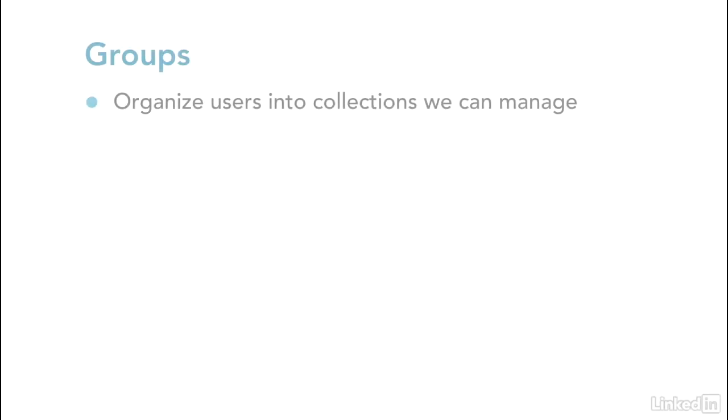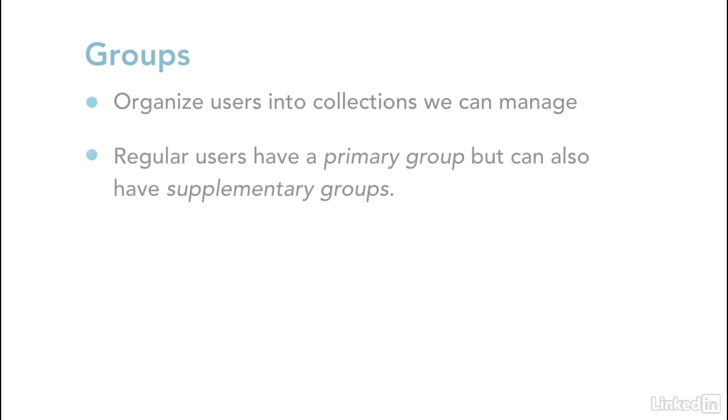Groups help us organize users into collections or units that we can use to control permissions, quotas, and other aspects of the system. Every regular user has a primary group, and users can also have supplementary groups. Normal users have a primary group that corresponds with their username, but we can grant access to other groups that already exist, like the administration group, or groups we create, like a group for the finance department, so they can access a certain folder on the file share.